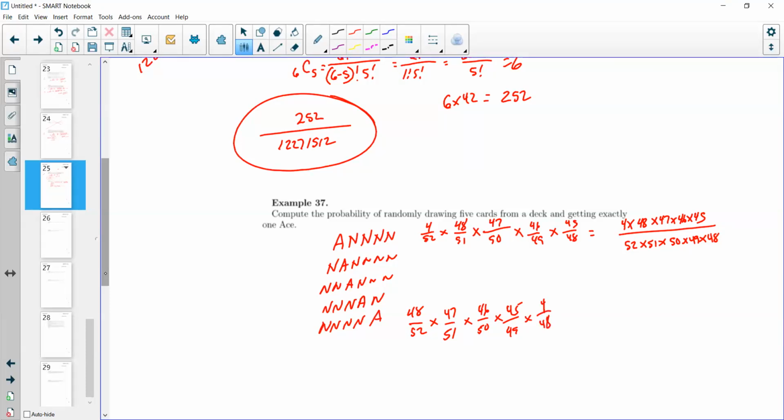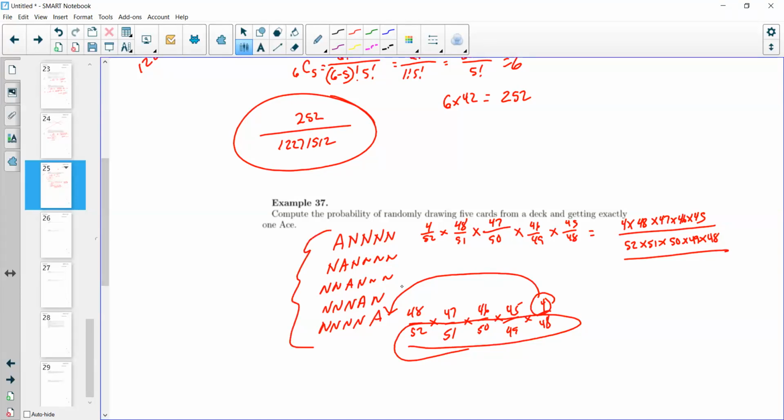Four out of 48. Very good. So notice, that's the same. Notice, multiplication is commutative. I can bring this to the front. Then it would be the same as well. So each individual way you can do this has the same probability, which means all I have to do is calculate this one and multiply it by 5. So doing that, I have 4 times 48 times 47 times 46 times 45.